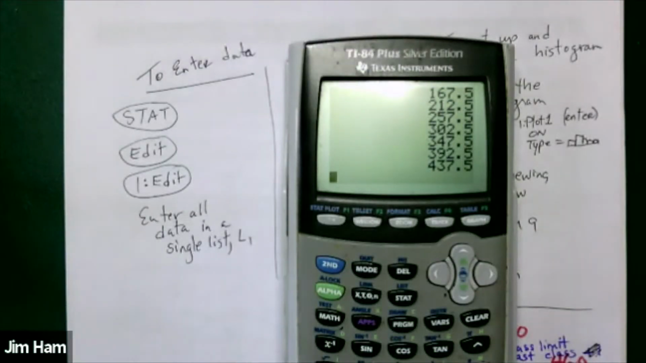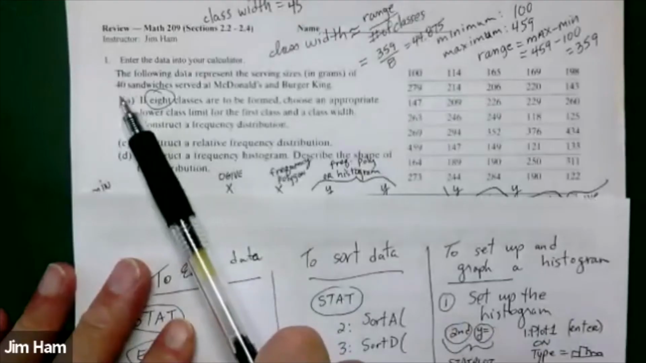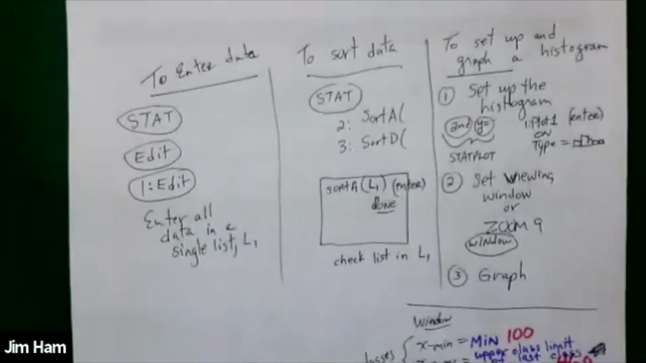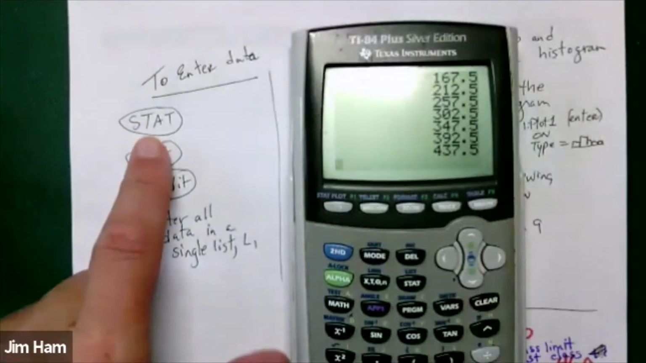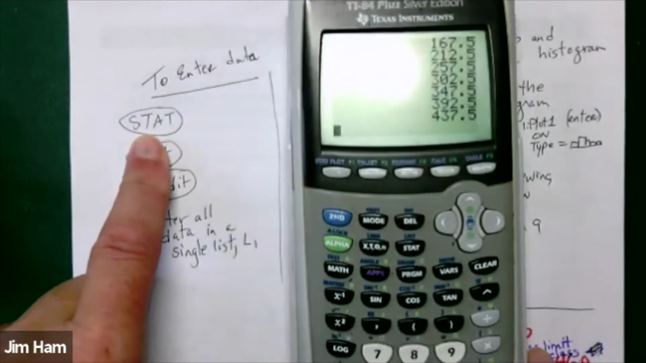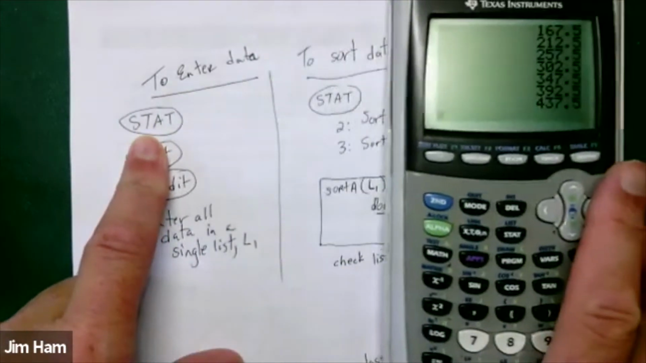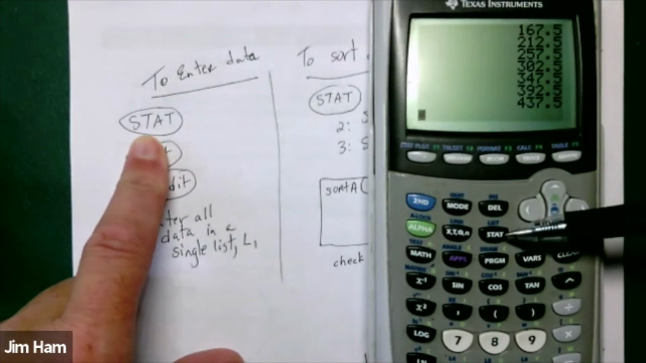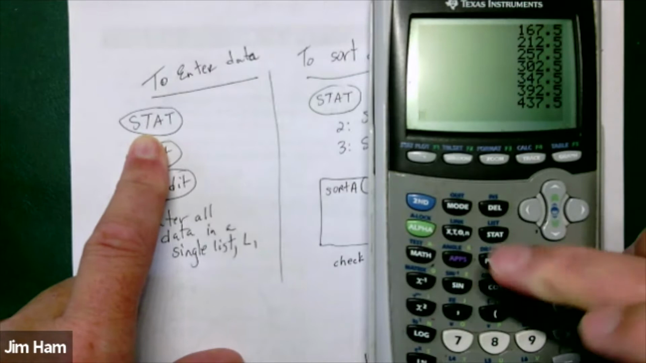The first thing you want to do is to enter the data. Now there are 40 sandwiches, so there are 40 data values here, and we're going to enter them in one at a time. So here are the steps to enter data. We're going to press the stat key. Okay, here's the stat key. We're always going to initiate our calculations with this key.